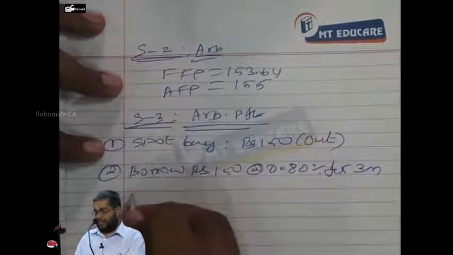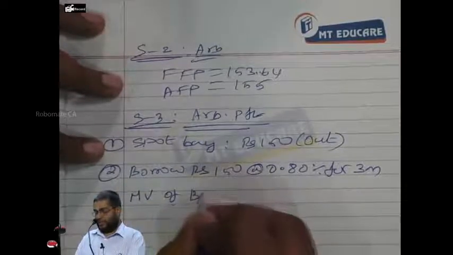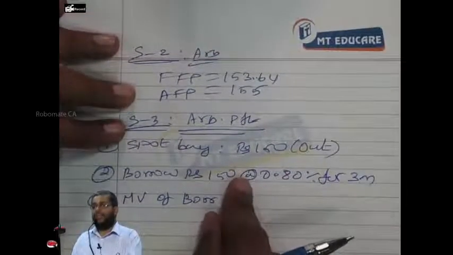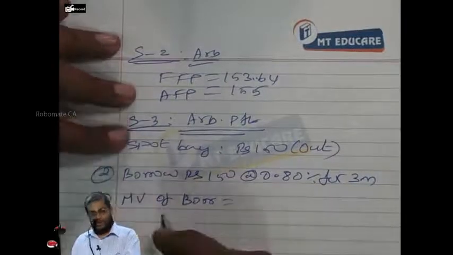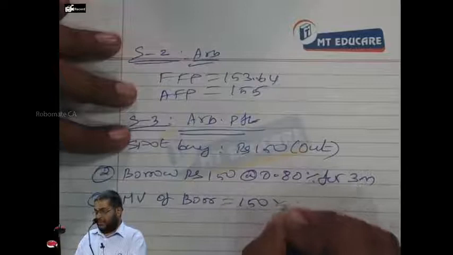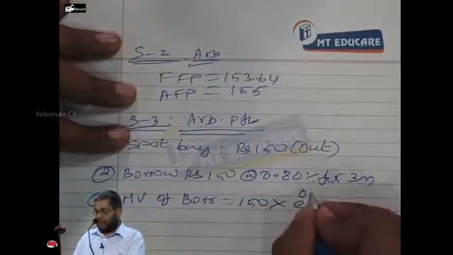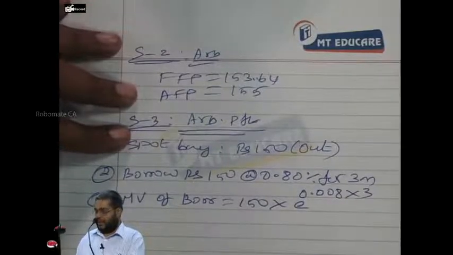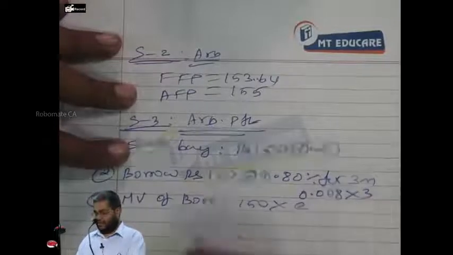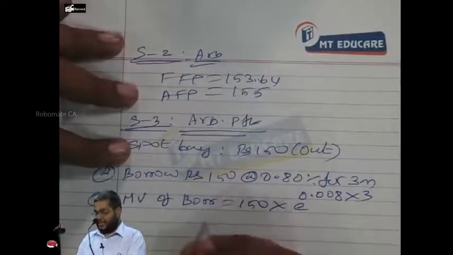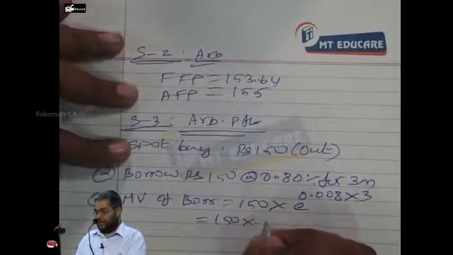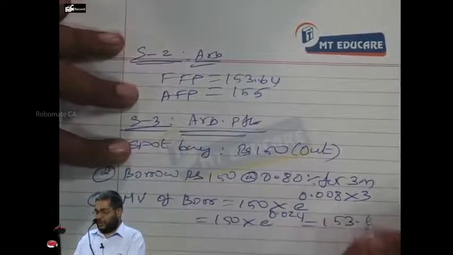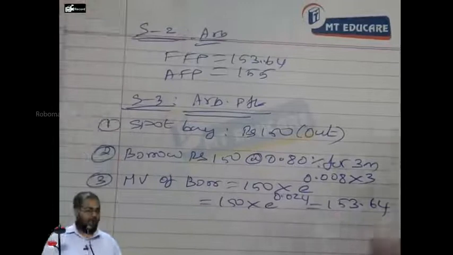Point number 3: maturity value of borrowing. After 3 months, should I repay 150, or more than 150 along with the compounded interest? It is 150 into e power 0.008 into 3, compounded for 3 months at 8%, which is 150 into e power 0.024. It comes to 153.64. This is the money I have to pay after 3 months.